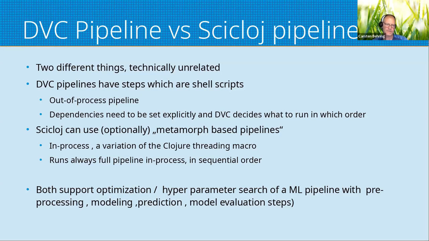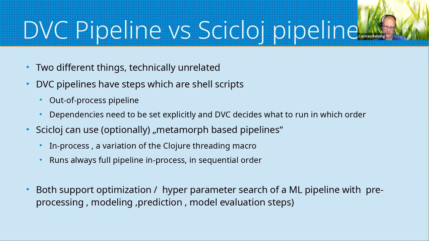So the DVC pipelines, as explained before, they have steps and each step is a shell script. So I call them out-of-process pipelines, because there's no single process which executes the pipeline. Each one is a new shell script and they communicate with each other by writing data to disk. We need to set the dependencies explicitly as we have seen. And then DVC decides what to run in which order. So this is the concept of this dependency graph Santiago was talking about.